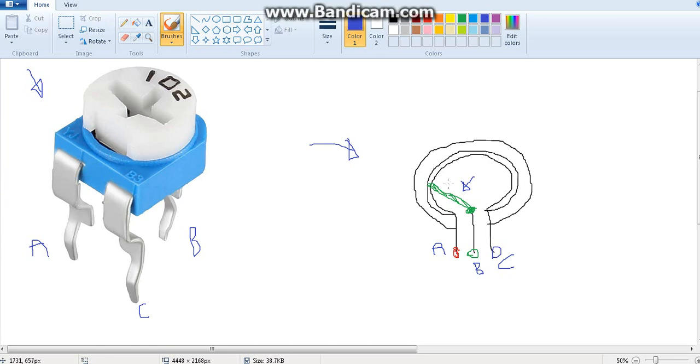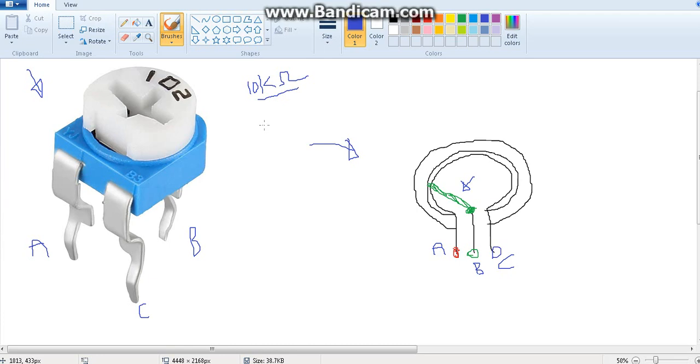So this thing is going to move in a particular way, right? Let's say this variable resistor may have 10 kilo ohm resistance. A resistor has a resistance, right? So let's say this is having 10 kilo ohm resistance, okay? But that can be variable, right? So let's say 10 kilo ohm is the maximum resistance this variable resistor is holding.